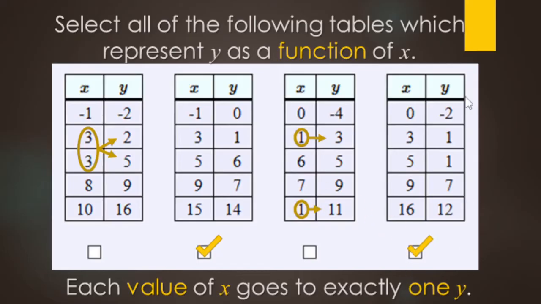And then our last one here is a function. Now this one's kind of tricky, because check it out. We have 0 goes to -2, 3 goes to 1, 5 also goes to 1, 9 goes to 7, and 16 goes to 12. Well, here, this input, one output. This input, one output. You can have your outputs repeated. That's fine. That's still going to make a function. But if your inputs, or your x's, get repeated here or here, that means you have one input that has two different outputs. So you're basically looking at that column for the inputs, or the x's, when it comes to the tables.